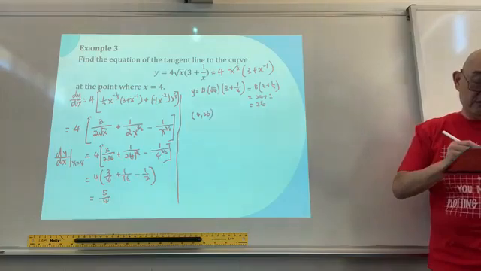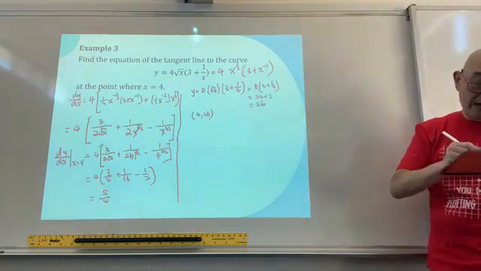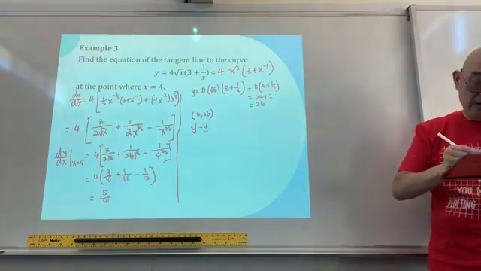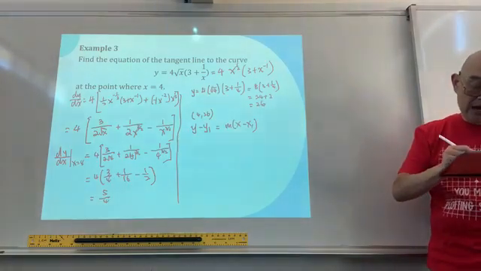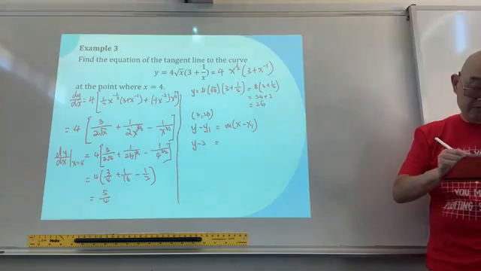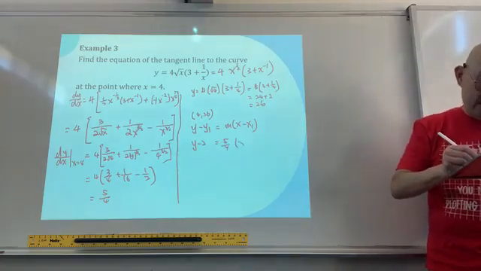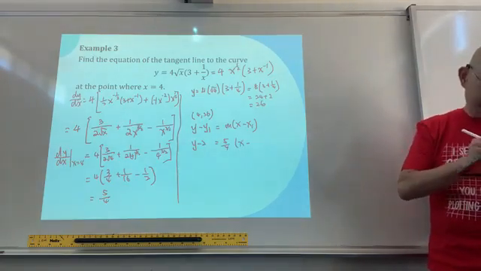So using y minus y1 equals m times (x minus x1), I have y minus 26 equals 5 over 4 times (x minus 4), where x equals 4.